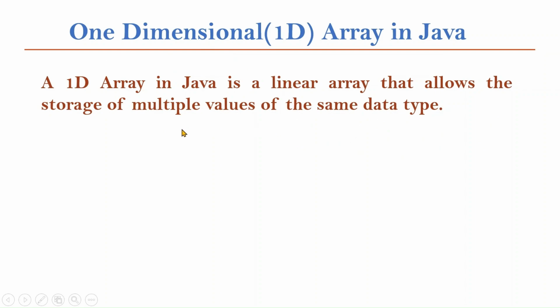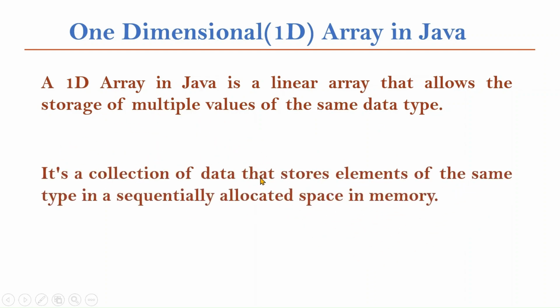So here again it will be in a linear fashion. That means one by one, in sequence, and we are going to store multiple values but of the same type. Suppose I want to store 10, 20, 30, 40 like that. All are integers only, so we can store them. But I can't store 10, then something called hello, then something called 2.5. Like this, we cannot store into the array.